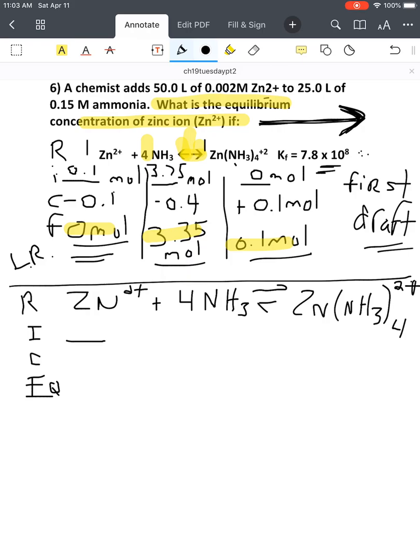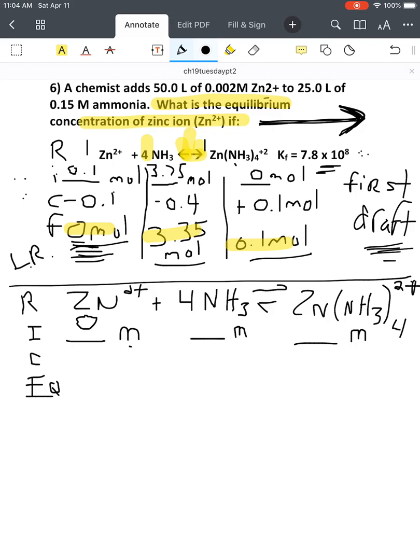So when we fill in our ICE tables, we've learned already that we have to start by defining our initial conditions in terms of molarities, capital M. Now up here, I did moles, but now I'm switching back to molarity units. So before I can go any further, I need to figure out the molarity of all my substances involved. And I use my first draft to help me do that. My first draft predicted that I didn't have any moles of my zinc. So I'm going to start with that. I'm going to say I have none, 0.